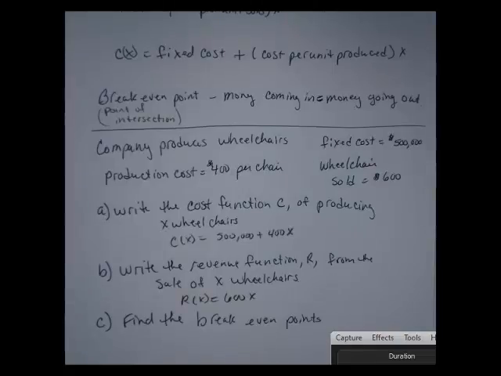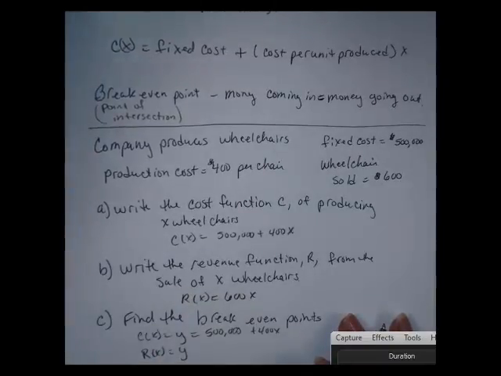Now, if we want to find the break-even point, then we're going to take each of those, because C of X can be written as the same thing as Y. So if C of X is equal to Y, then we can say Y equals 500,000 plus 400X. And R of X equals Y also, right? It's a function. F of X equals Y, C of X equals Y, R of X equals Y.